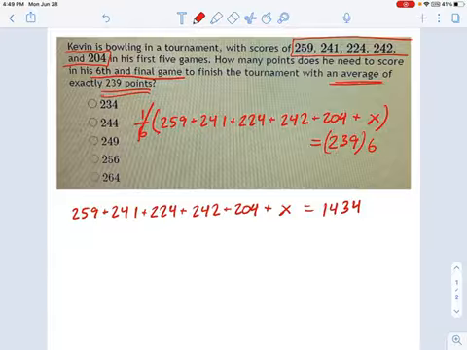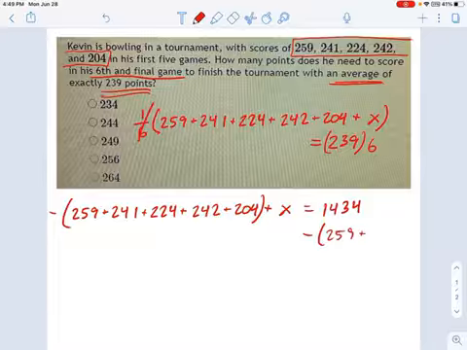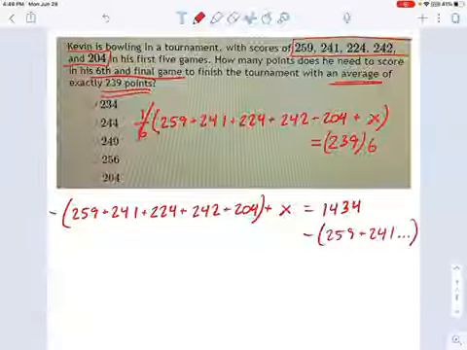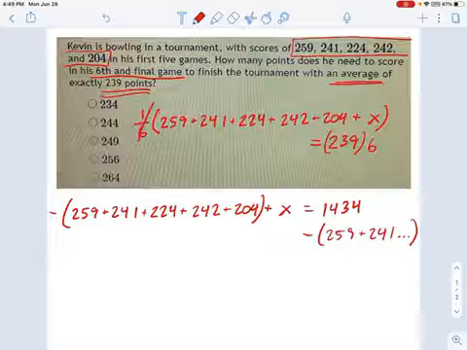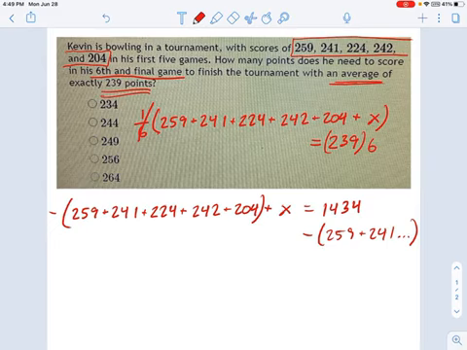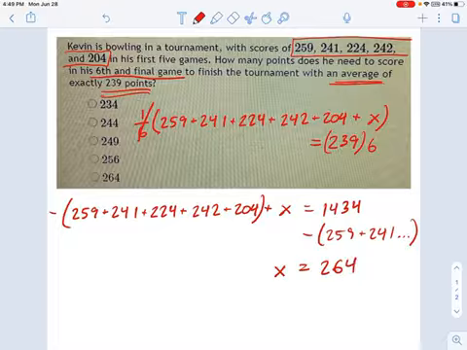Now what we're going to do is subtract all these numbers from each side, minus 259, minus 241, and so on. So 1434 minus 259, minus 241, minus 224, minus 242, minus 204 equals 264. So he needs to improve his game. He's got to step things up a little bit if he wants that average of 239 points. There's my answer right there.